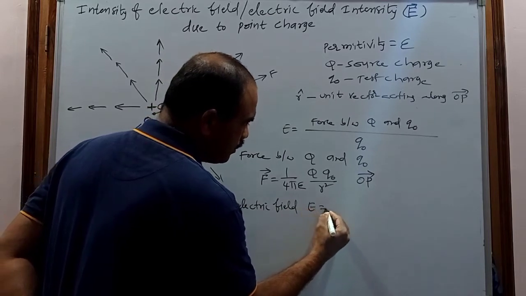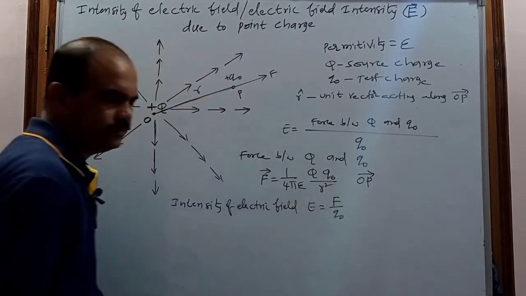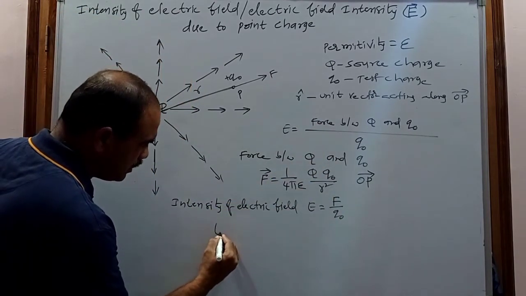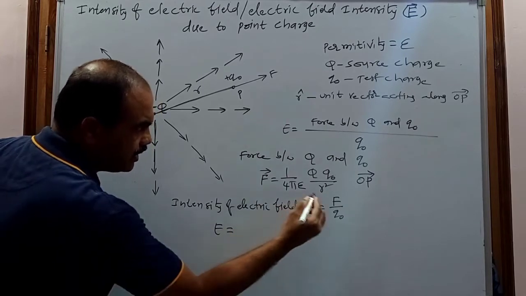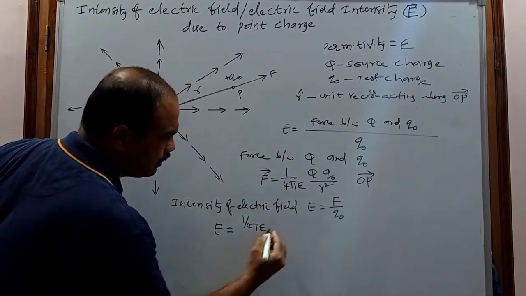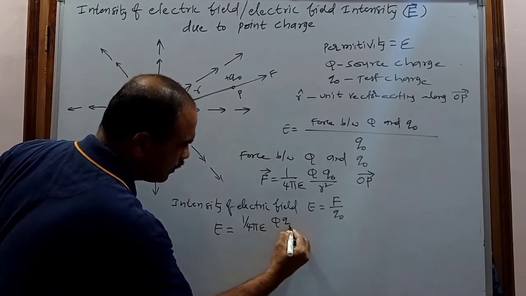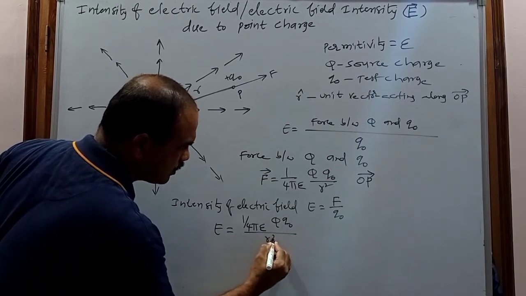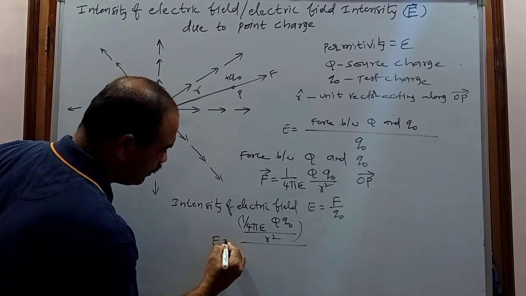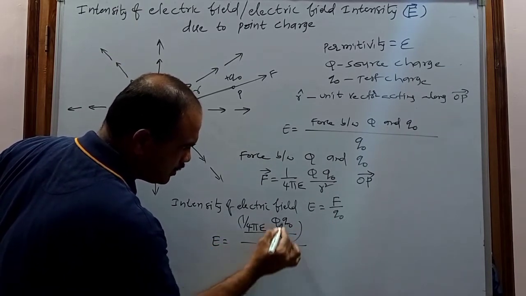So E is equal to, what is the formula here? F by Q naught. So here E, the intensity of electric field, is F by Q naught. What is F? F is nothing but 1 by 4 pi epsilon, Q Q naught by R square, all divided by the test charge. So this test charge will be cancelled.